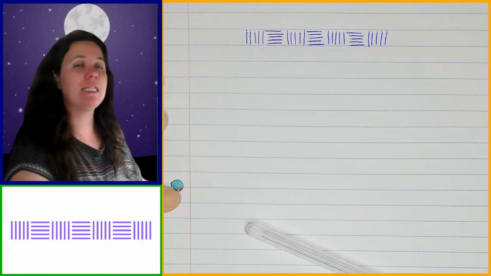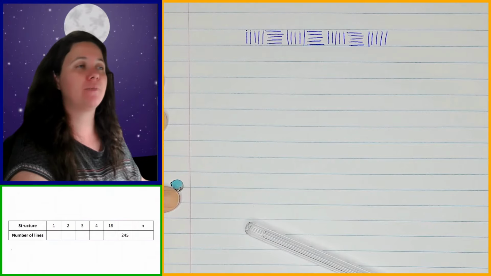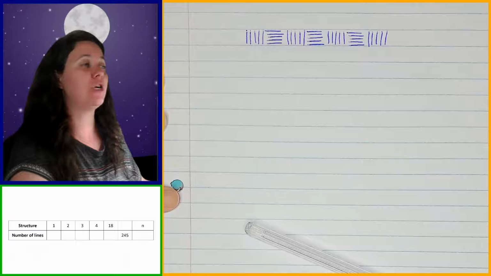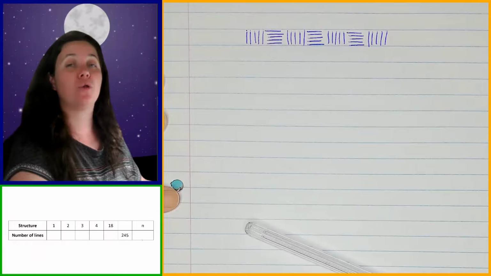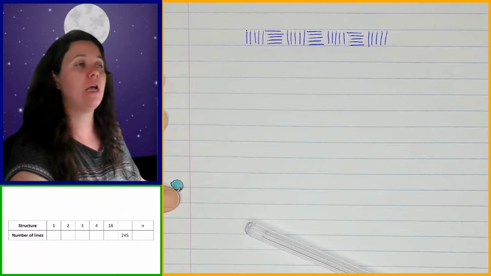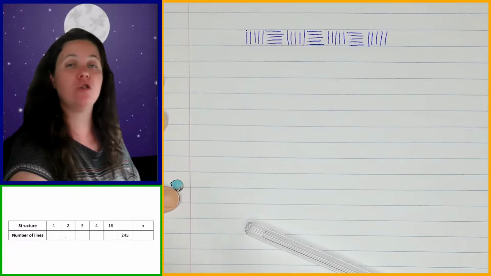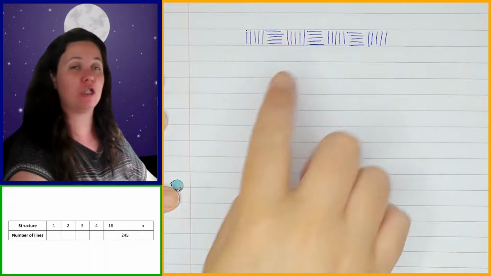Okay, now let's have a look at the table that we need to fill in. For the table, we need to fill in the number of lines in the first, second, third, fourth, and 18th structures. We also need to work out which structure has 245 lines, and we need to work out what the rule is. So we're going to start off by doing the first 4, which are just using what they gave us and the structure that we just drew.